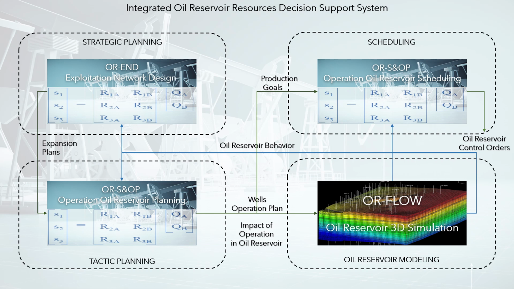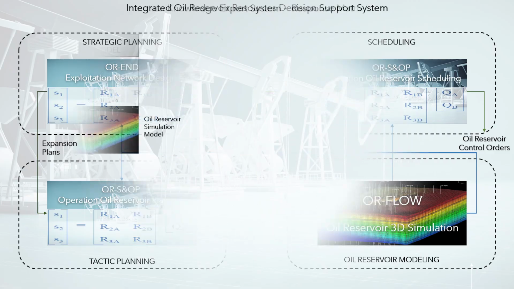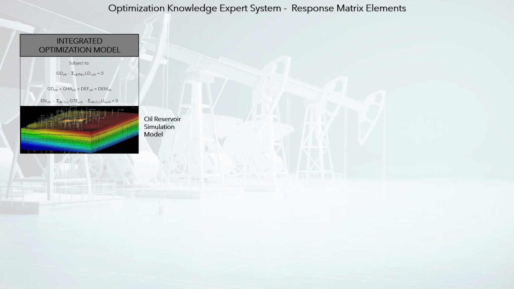The diagram shows the integrated oil reservoir resources decision support system, that considers models for all levels of the hierarchical chain of decisions: strategy, tactics and operation. Optimization knowledge expert systems. The current computing power makes it possible to design complex optimization processes, in which information is exchanged autonomously between models. One of these concepts is the artificial hippocampus, which corresponds to the vision of expert systems, traditional in artificial intelligence.